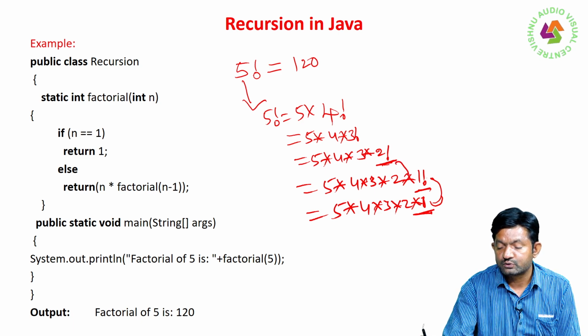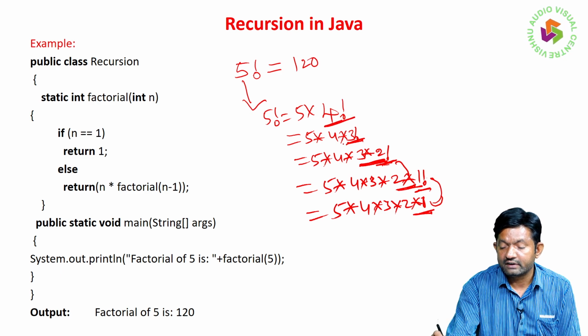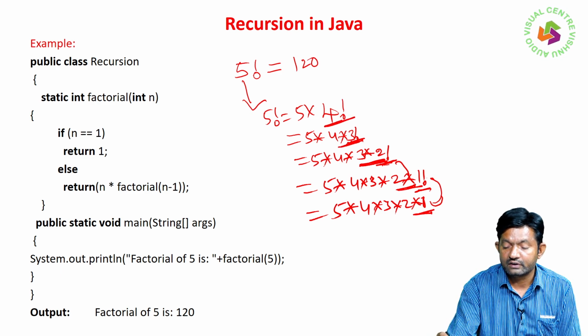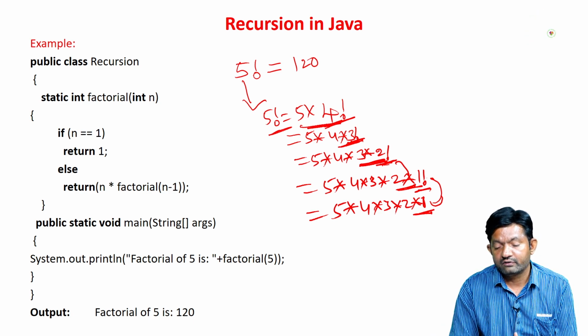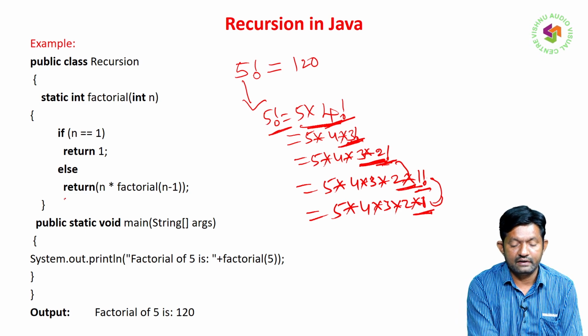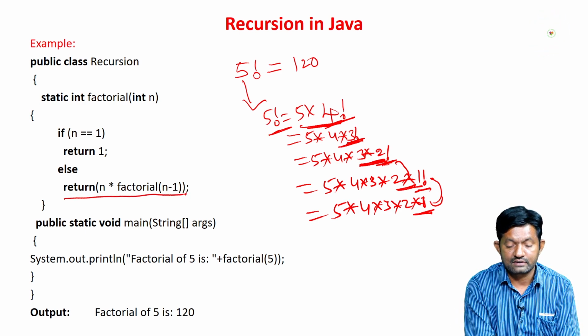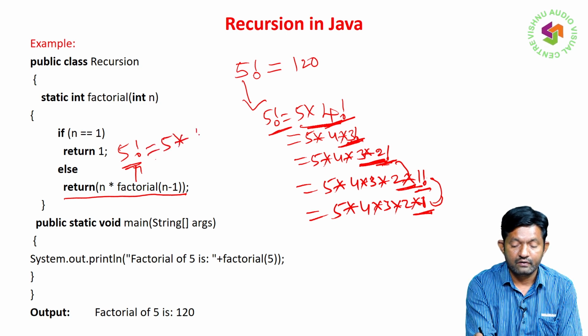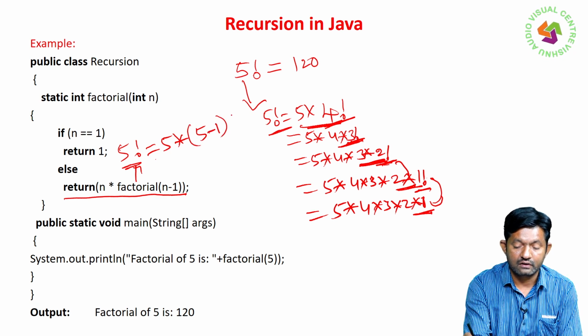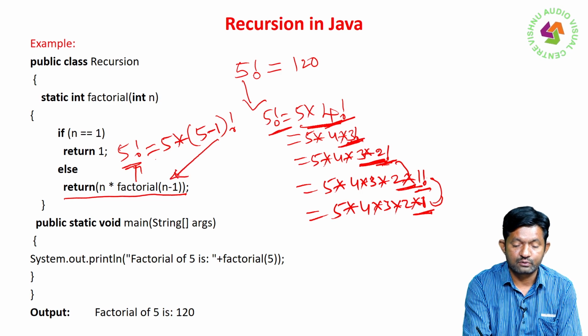2 factorial can be written as 2 into 1 factorial. 3 factorial can be written as 3 into 2 factorial. 4 factorial can be written as 4 into 3 factorial. And 5 factorial is 5 into 4 factorial. Like that, whenever we use a return statement, it is n into factorial of n minus 1. So 5 factorial is 5 into (5 minus 1) factorial. This is the logic of this program.